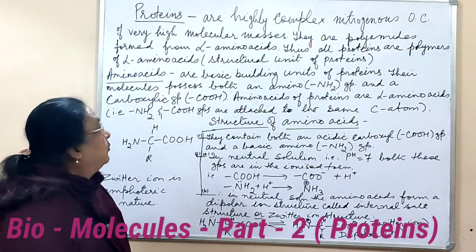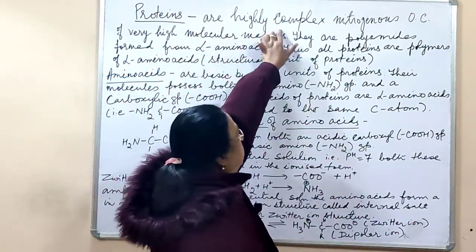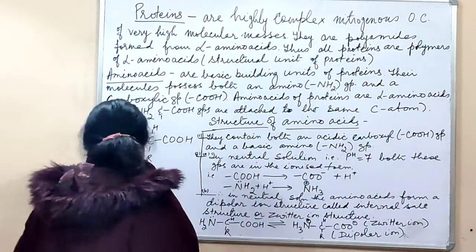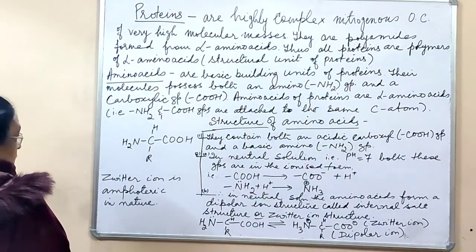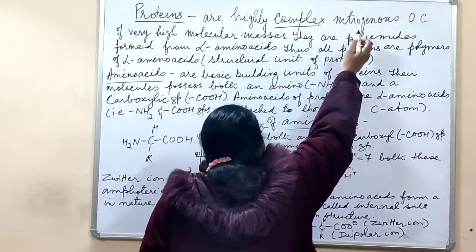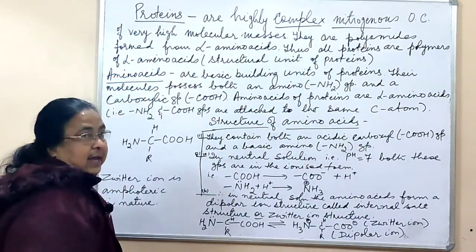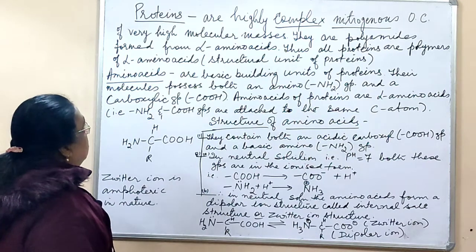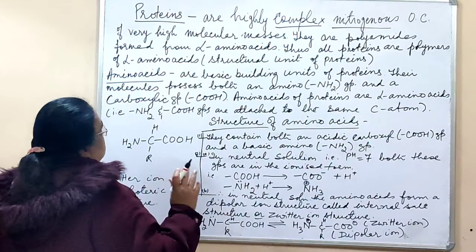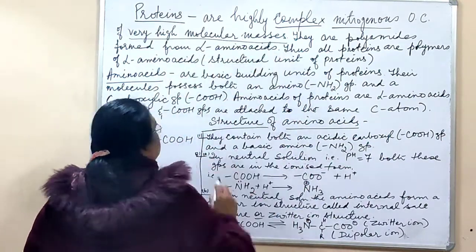Proteins are highly complex nitrogenous organic compounds. So they are giant molecules, big molecules, and the structure is quite complicated, complex, nitrogenous. OC means organic compound. Since they are highly complex giant molecules, they have very high molecular masses.